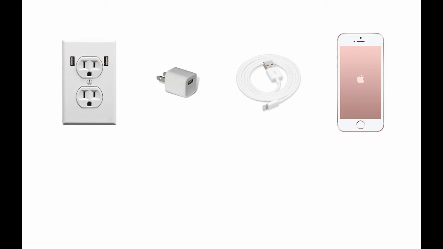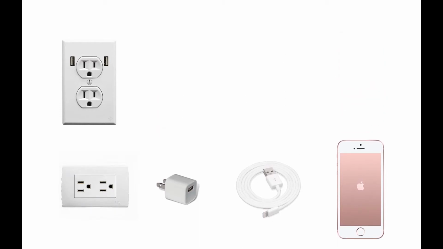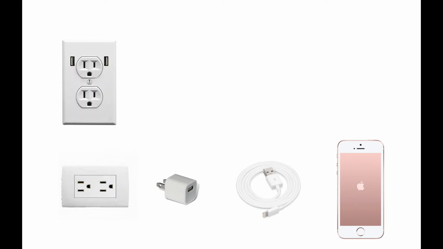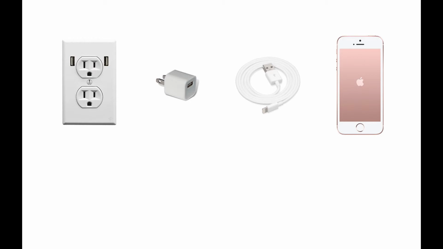So to swap and test the wall socket, we'd swap out the wall socket we've been trying with a different wall socket. So that means we would take our phone cable and charger and plug it into another wall socket. If the phone starts charging now, we've successfully isolated the problem by realizing that it was our original wall socket that wasn't working. If, however, our phone still isn't charging, then we have not yet isolated the problematic component, so we have to move on to the next one.